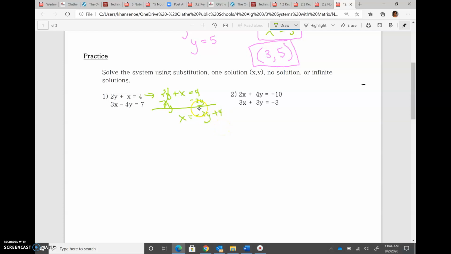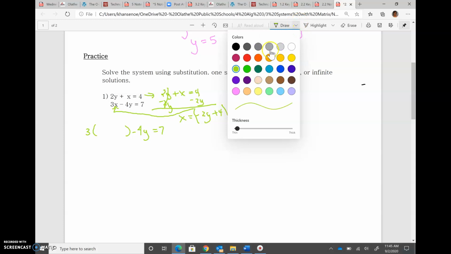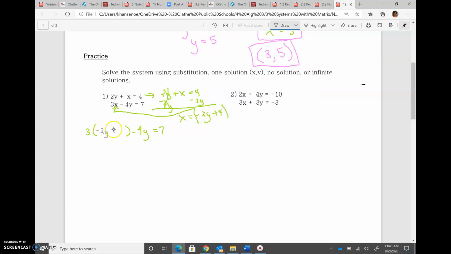Now remember, I am taking what x equals and I'm plugging it in for x. So now I have 3 parentheses minus 4y equals 7. So I'm going to plug in my x, and it's negative 2y plus 4. Okay, so now this one looks a little different. You're going to have to remember that you have to distribute that 3 to everything inside that parenthesis. So now I have negative 6y plus 12 minus 4y equals 7.